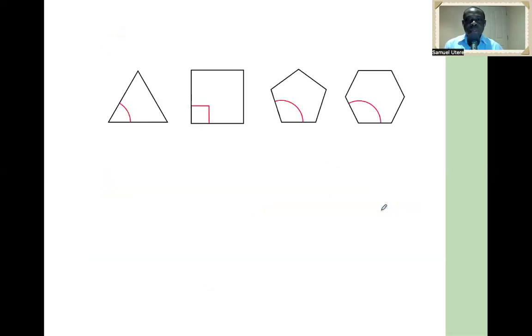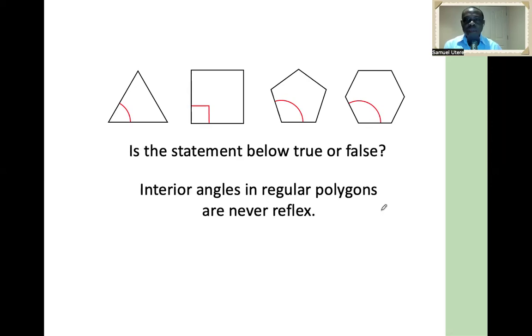Okay. Let's investigate this statement. Here is another example. What do you think? Is the statement below true or false? Interior angles in regular polygons are never reflex. What do you think? Perhaps you would start to draw more polygons to check the statement. If you keep doing that, you would see that it's actually true.